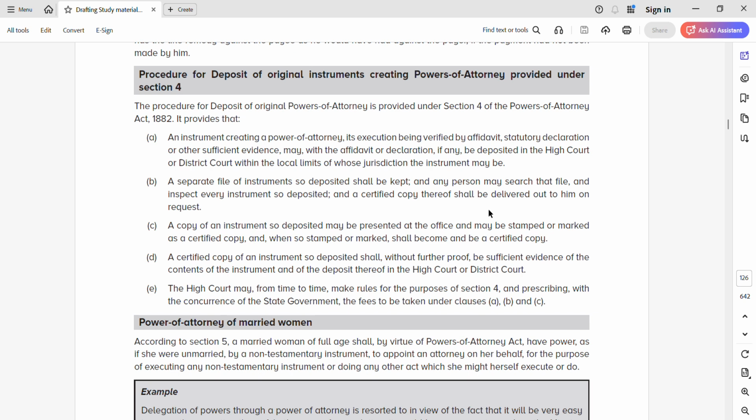So let's quickly summarize it. First is affidavit, statutory declaration or sufficient evidence, and a separate file of instruments will be kept for evidence or for reference whenever inspection comes. Also a copy shall be presented and it will be stamped, and the stamped copy will serve as sufficient evidence for the High Court's purpose, and the High Court will make rules and regulations in concurrence with the state government. So this is regarding the procedure for deposit of original instruments creating power of attorney as per the POA Act 1882. So moving on to the next question.